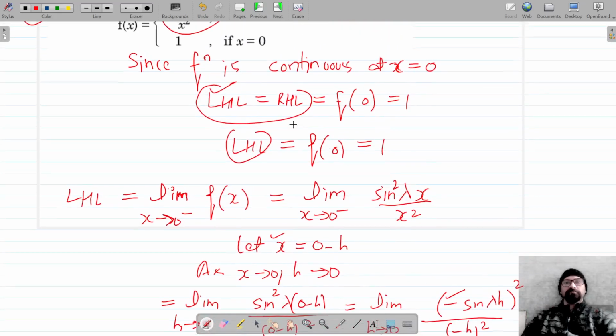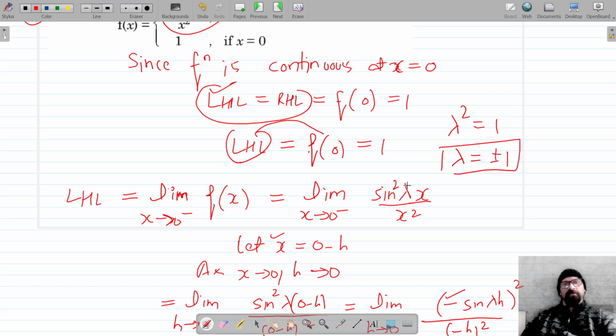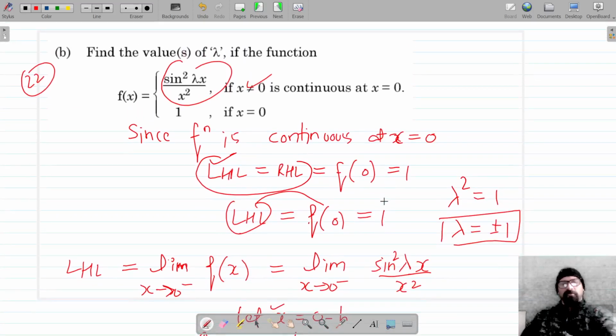So that means the right hand limit would also be lambda square. Let me equate these. The left hand limit is lambda square and the value of f of 0 is 1. So lambda is equal to plus minus 1. That is the value of lambda: plus minus 1.